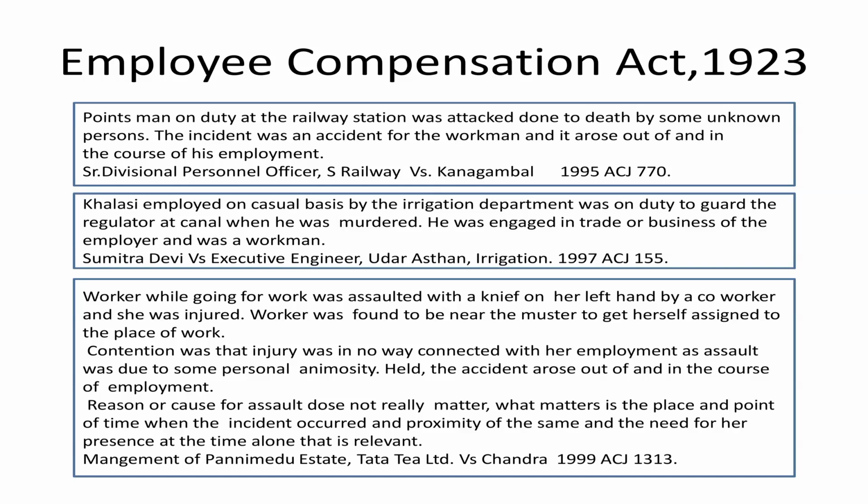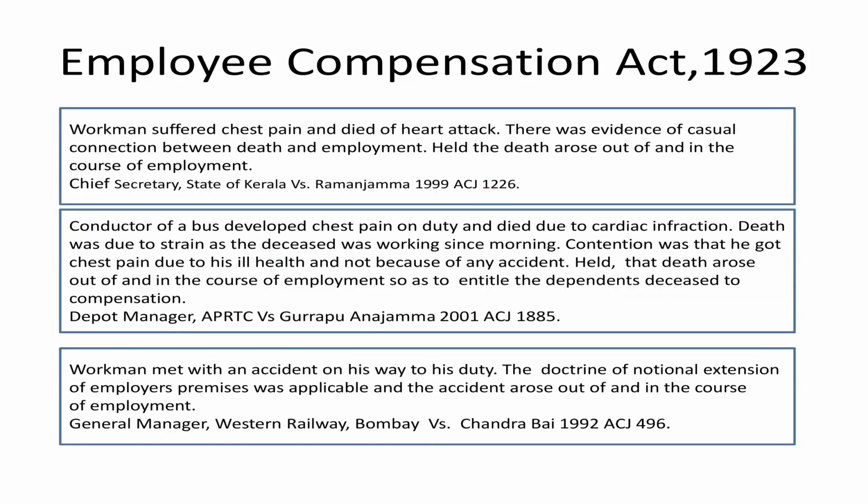While going to work, a woman was attacked with a knife on her left hand by a co-worker and she was injured. The worker was found near the muster to get herself assigned a place of work. The contention was that the injury was in no way connected with her employment, being an assault due to some personal enmity, but it was held that the accident arose during the course of employment. What matters is that the place of the incident was approximately the same and required her presence at the time. Hence, in this case, they said it is an employment injury.